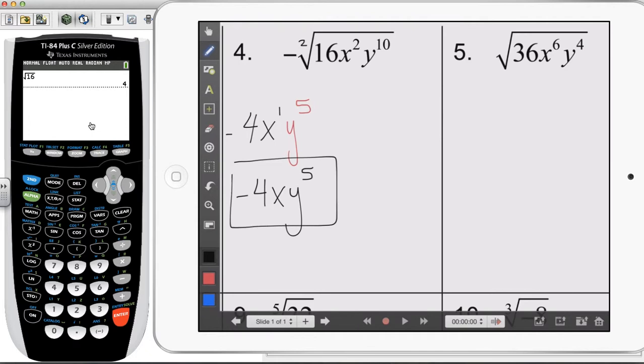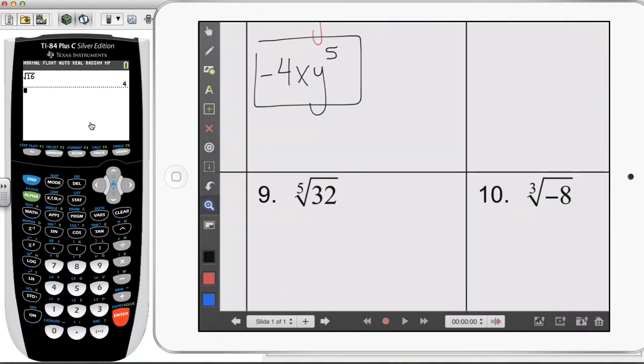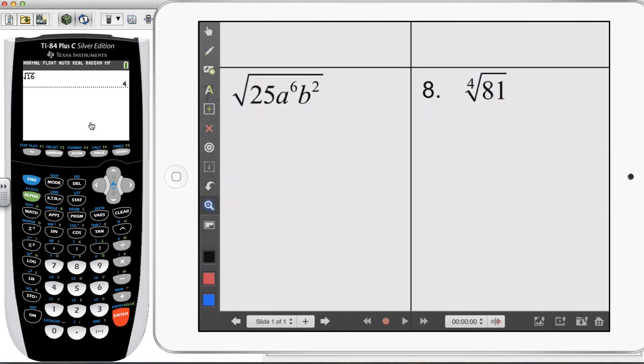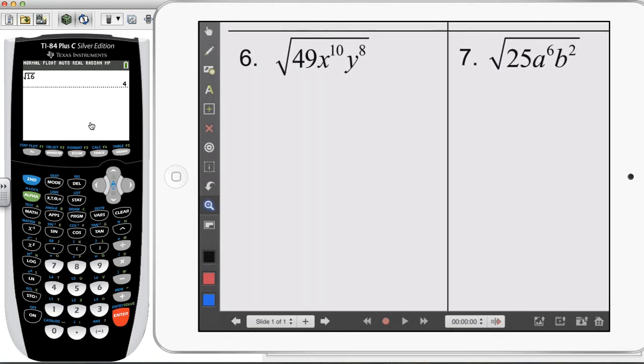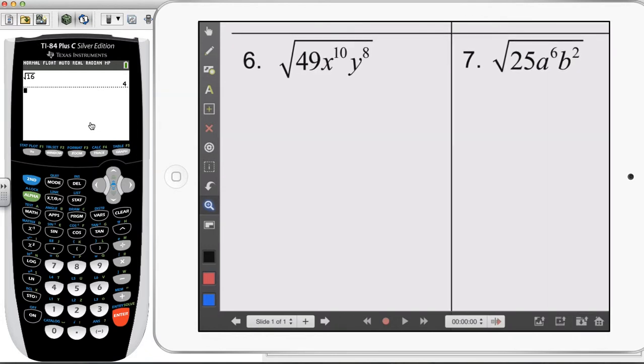Now, in these two examples so far, the power has been completely divisible by the index. So let's hope that the second example, it is not. So let's move on to number 6 now. Still, it is divisible. So far, these have been easy examples.